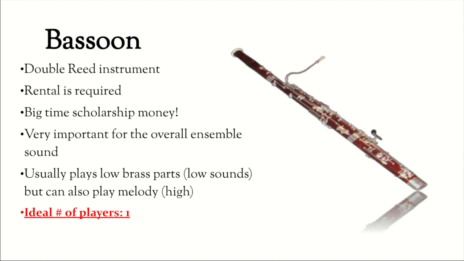It's a very important instrument for the overall sound of our ensemble. Ensemble is just a fancy term for our band or our group that's going to play. And usually the bassoon plays low brass parts, those low sounds. Again, it's one of those really cool low sounding instruments, just like the bass clarinet, which we just saw, and the baritone saxophone. We've had three instruments in a row now that have that low sound.